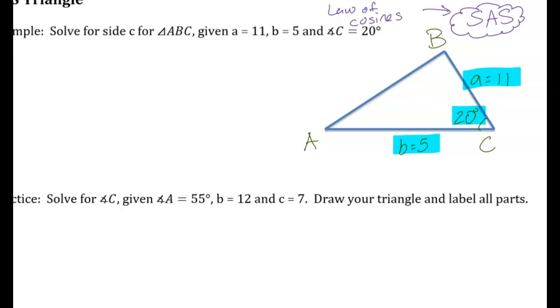Now, solve for side C. What this means is I'm going to write the formula up top. Normally, you don't need to write the formula as long as you input the variables correctly, but I'll write it this first time. So this side length C squared is going to be equal to a squared plus b squared minus 2 times a times b times cosine of C.